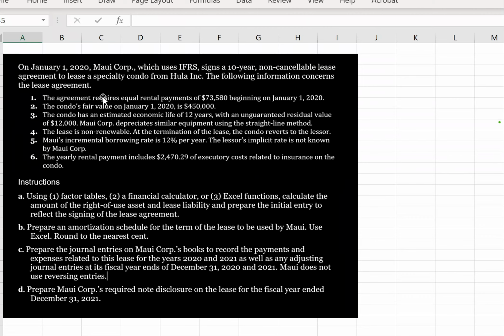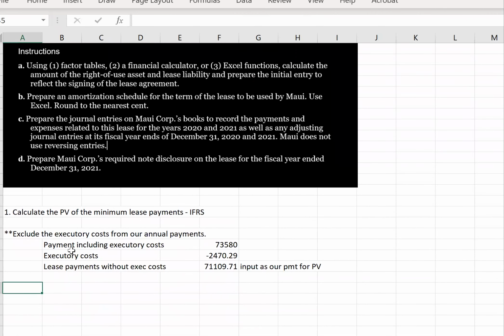So what are we going to do? Well, we're going to work with what we have. We only have the incremental borrowing rate. And if there hasn't been an implicit rate calculation done, then we are going to use the incremental borrowing rate. So we're going to use this 12% as our I. So let's calculate the present value.